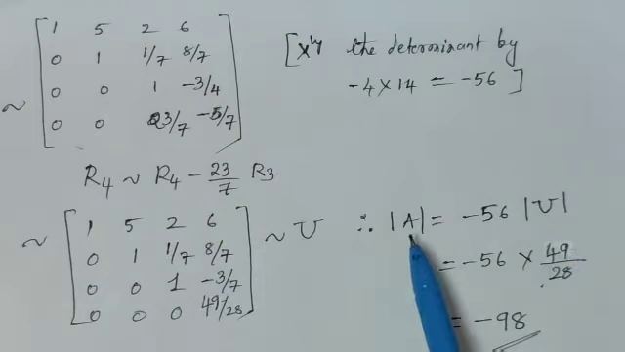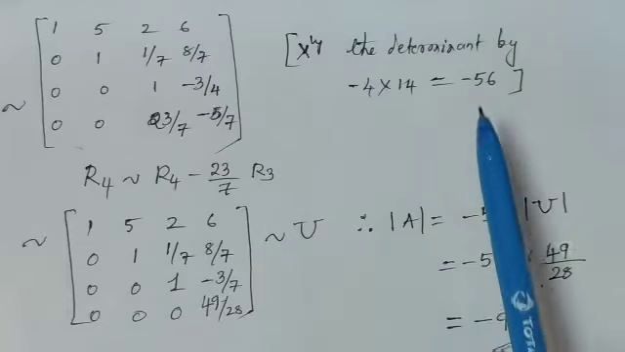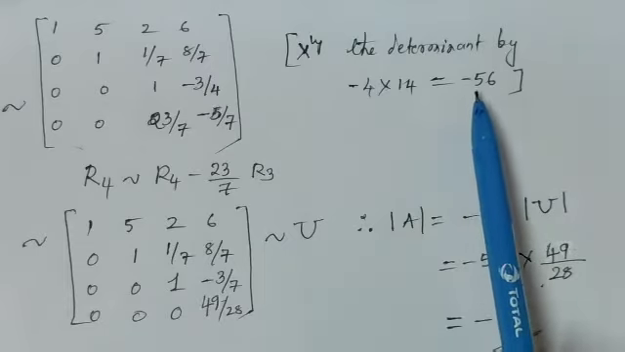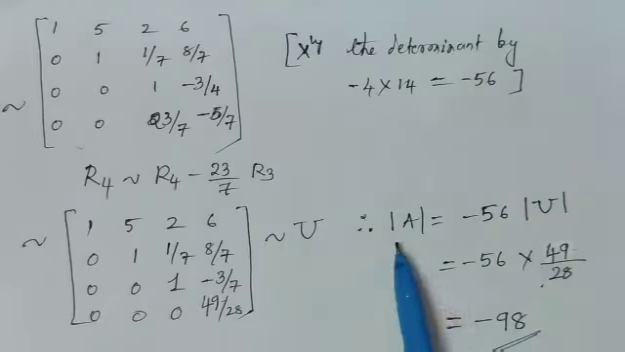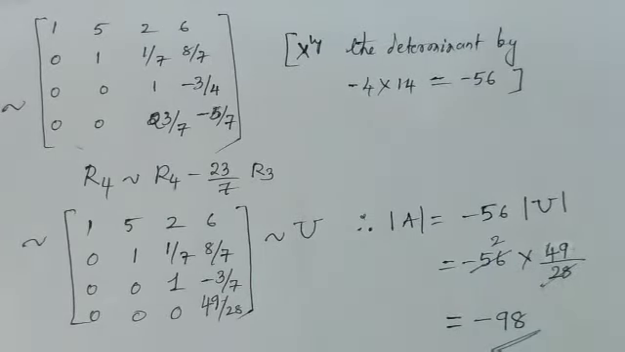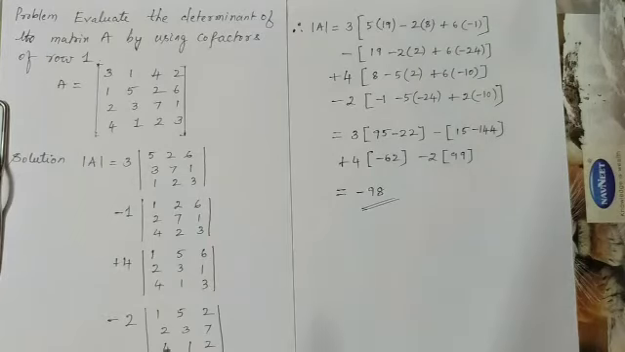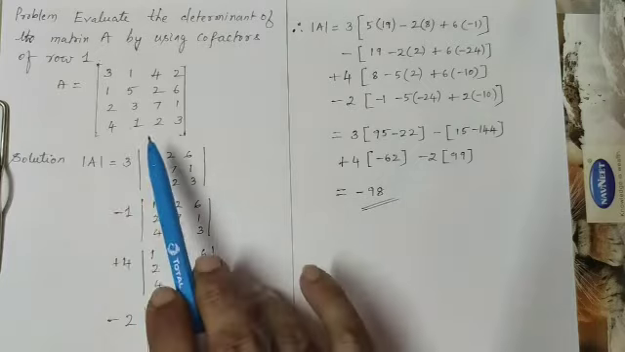If I want the determinant of A, I should multiply by minus 56, because of the different operations we found minus 56 here. Therefore the determinant of A is equal to minus 56 into 49 by 28. So 28 ones are 28, 28 twos are 56. Therefore 49 into 2 is 98 with a minus sign. So minus 98.